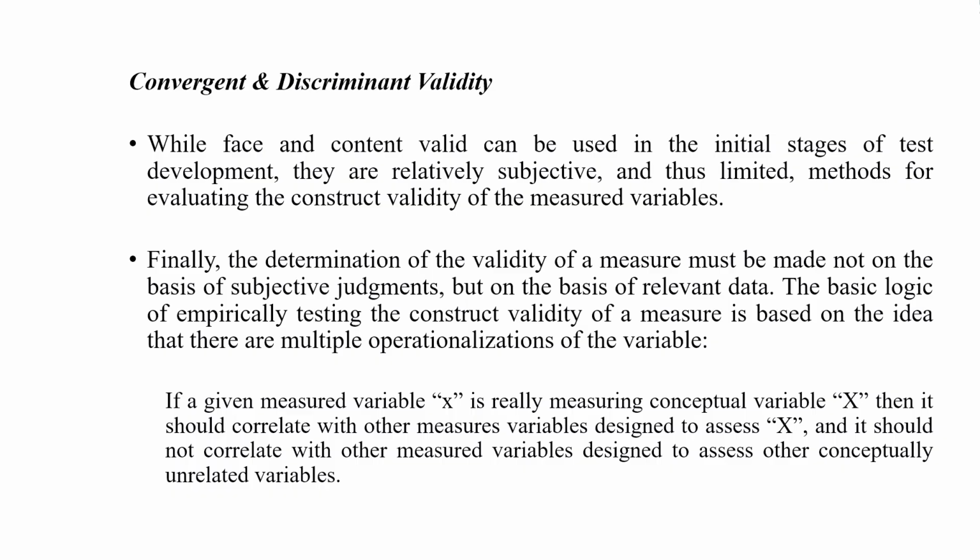So, if a given measured variable x is really measuring the conceptual variable, let us say capital X, for example, if the measured variable is the number of times a person shouts, and it is really measuring the conceptual variable aggression, then it should correlate with all other measured variables designed to assess this capital X or aggression. So, the number of times a person shouts, the number of times a person abuses, the number of times a person throws things here and there, all of these should correlate with each other.